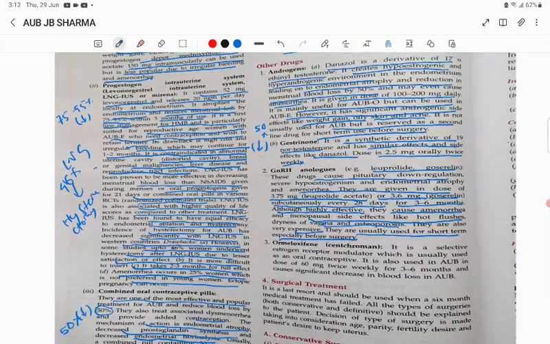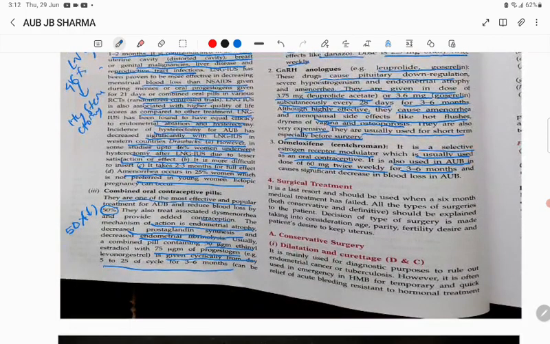Another option, after danazol, gestrinone, and GnRH analogs like leuprolide and goserelin, is mifepristone, a selective progesterone receptor modulator, which is usually used as an emergency contraceptive. It is also used in AUB in a dose of 60 mg twice weekly for 3 to 6 months.